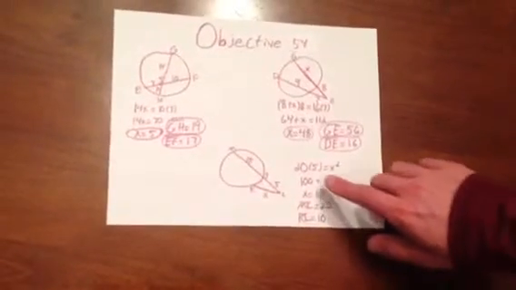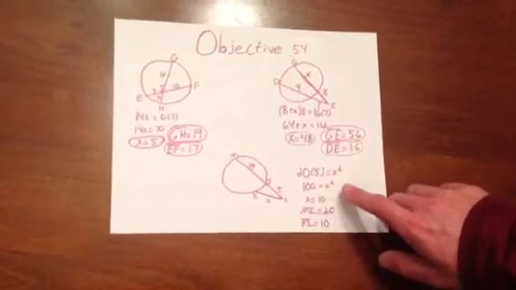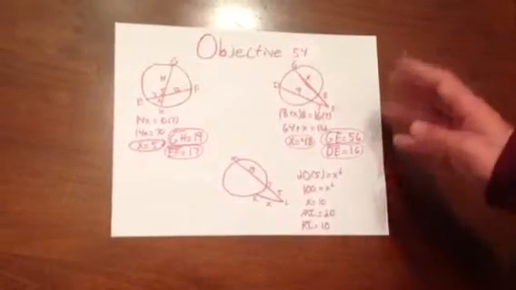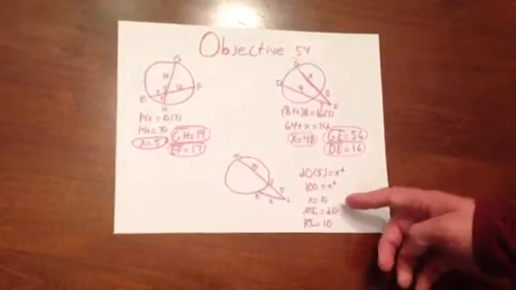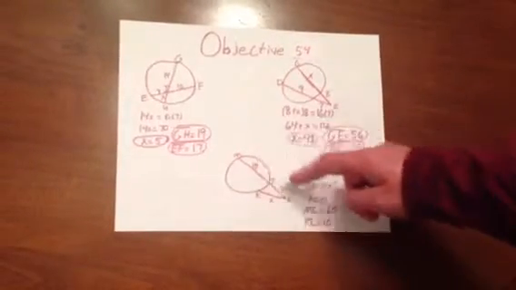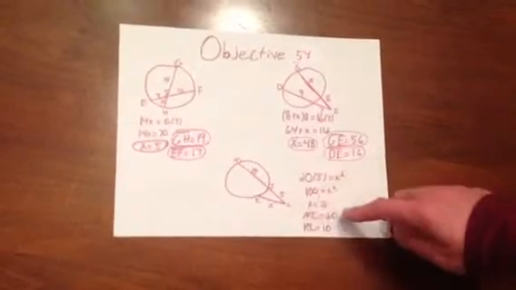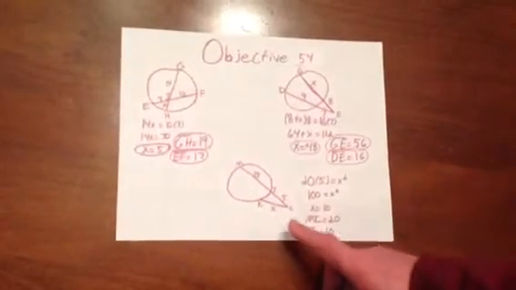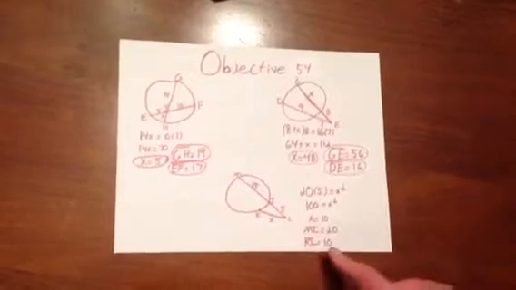So we have 100 equals x squared. And if you do all the math out, you end up getting 10. And then when you add up these lines to get the measures, 15 plus 5 is 20, so ML equals 20. And KL, which is your x value, is just 10.